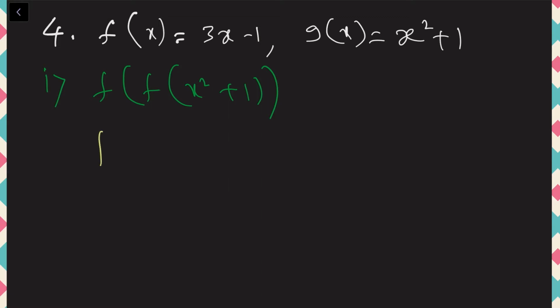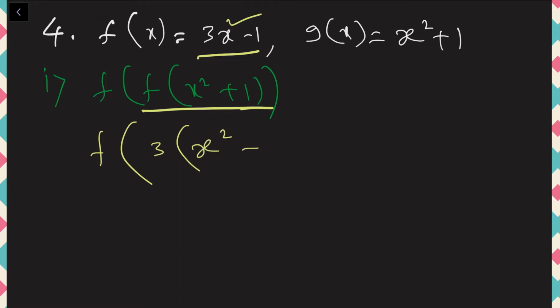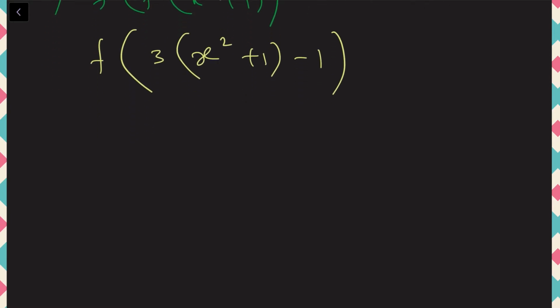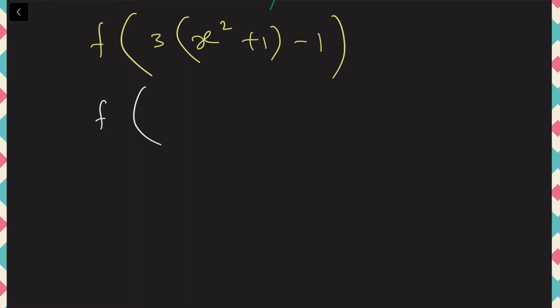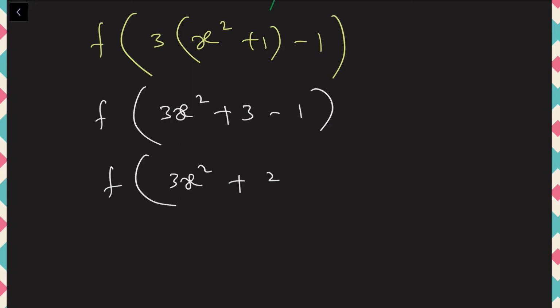So first of all, what is the value of f of x square plus 1? Here, if we take the function f, wherever we have x, in the place of x, we need to substitute x square plus 1. So 3 into, in the place of x, x square plus 1, minus 1 as it is. Now if we simplify this, 3 into x square, 3x square plus 3 1s are 3 minus 1. So we get f of 3x square plus 3 minus 1, 2.